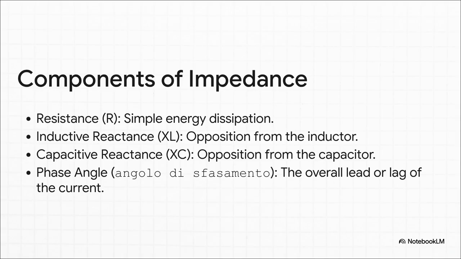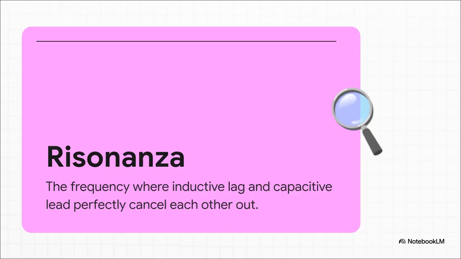You've got the resistor's steady drag, the inductor trying to make the current lag, and the capacitor trying to make it lead. The end result of that whole tug of war is something called the phase angle, which tells us who won. Does the current overall end up leading or lagging behind the voltage? And this is so cool, at one very specific, almost magical frequency, something amazing happens.